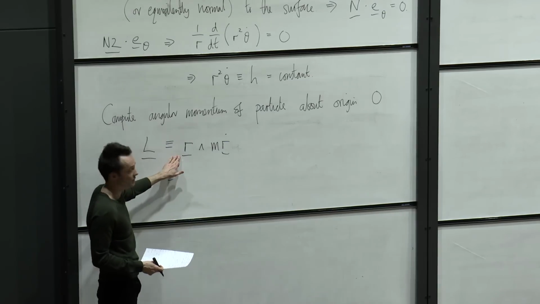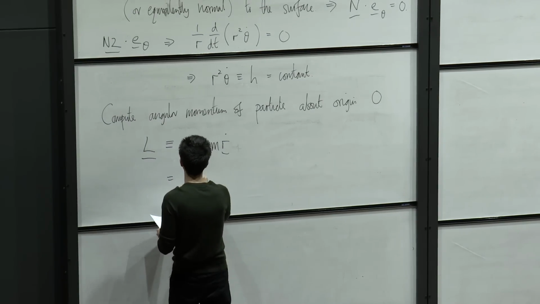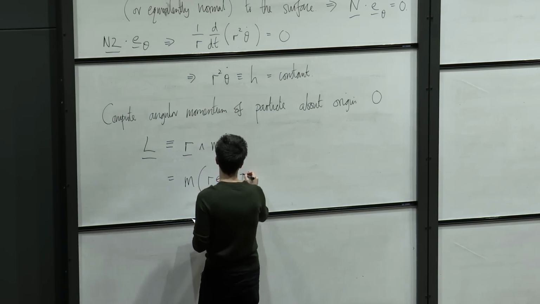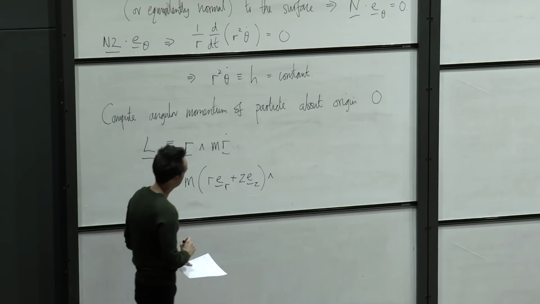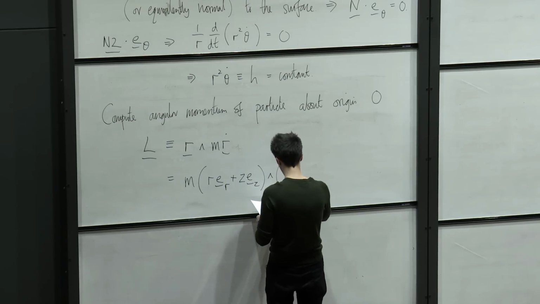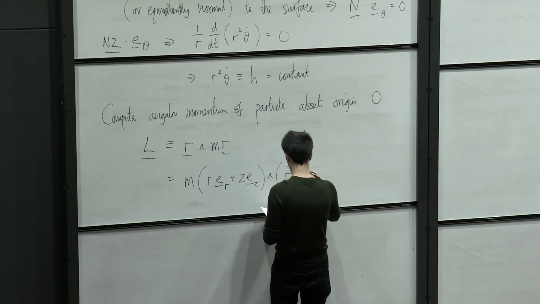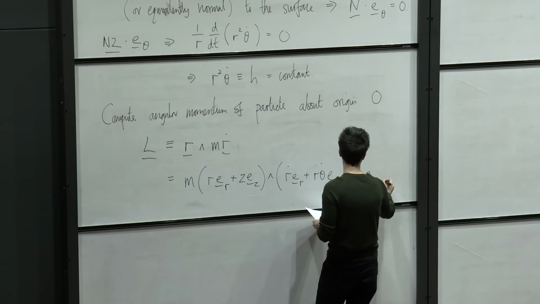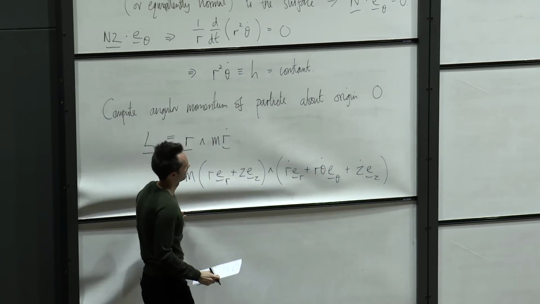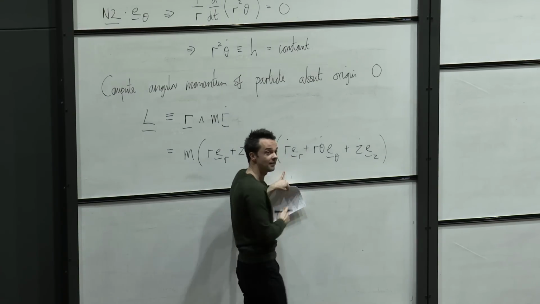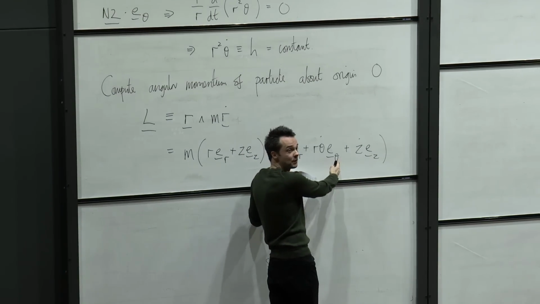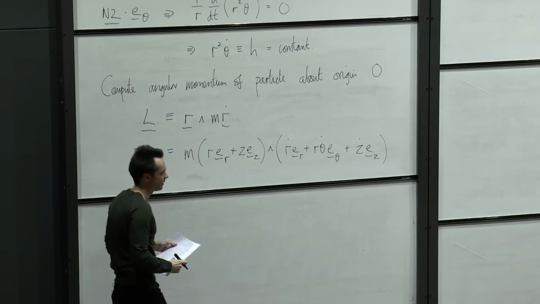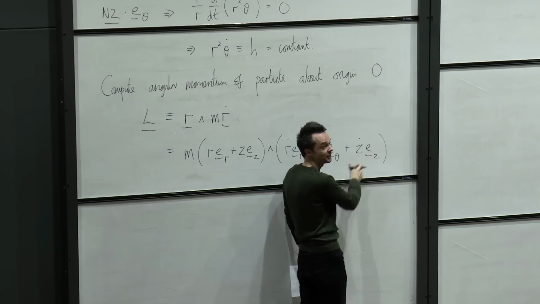That's the definition, and then I can substitute in for these quantities in terms of my cylindrical polar coordinates. So that's mass, and then in brackets, scalar r e_r plus z e_z. That's position in cylindrical polars. And then for the velocity in cylindrical polars, that's scalar r dot e_r plus r theta dot e theta plus z dot e_z. The first two terms are just components of velocity in the horizontal plane, and again, we derived this formula in polar coordinates last week. And finally, the component of velocity in the z direction is just z dot e_z.